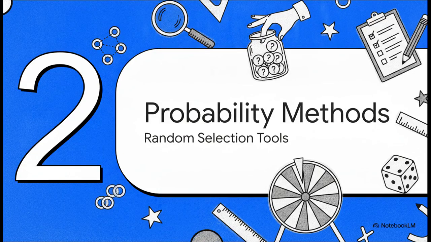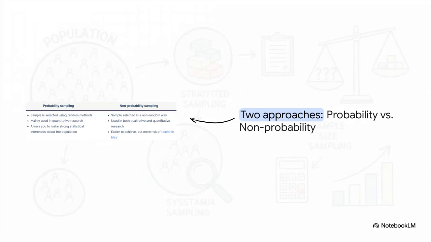Moving right along to section 2, probability sampling methods. Let's look at our random selection tools. Okay, so there are two main approaches to selecting a sample: probability sampling and non-probability sampling. And the method you choose, it completely dictates how confidently you can generalize your final results. Probability sampling means your sample is selected using strict, totally random methods. This is mainly used in quantitative research because basically it allows you to make really strong, mathematically sound statistical inferences about that broader population we just talked about.